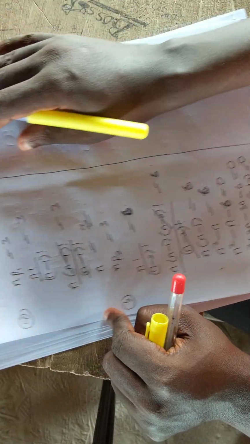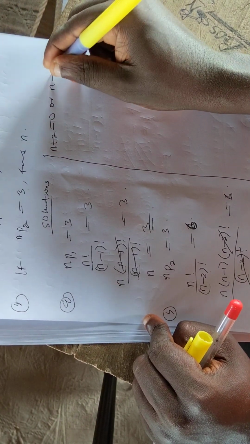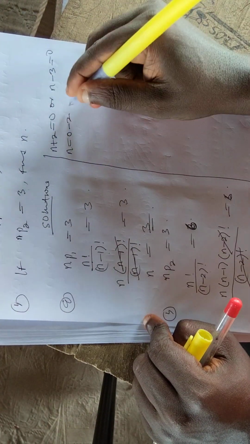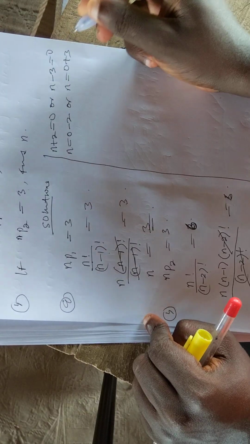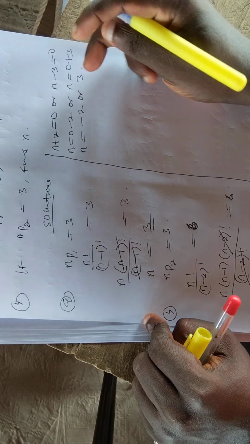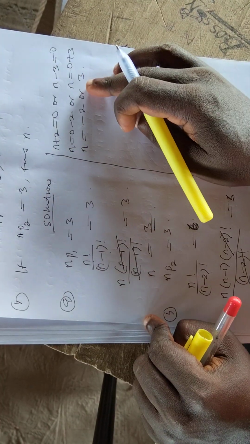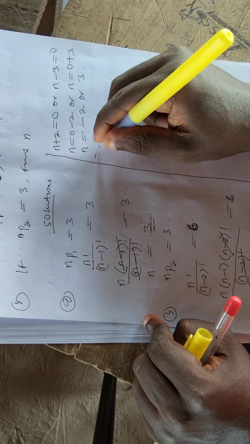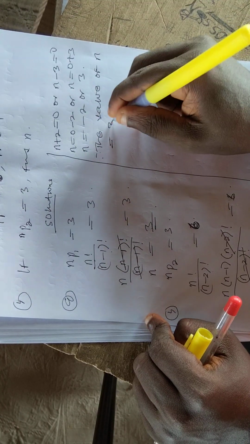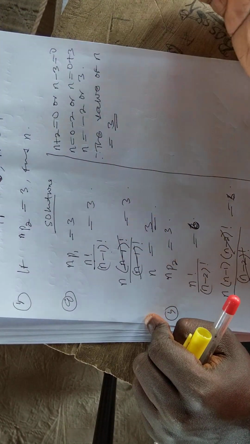So here it becomes n plus 2 equals 0 or n minus 3 equals 0. Collect like terms, n equals 0 minus 2 or n equals 0 plus 3. So n equals minus 2 or 3. But we are going to take the positive value because n cannot be negative. In permutation, we don't have negative values. So therefore, the value of n is equal to 3. So this is the answer, the positive answer. That is the value of n.